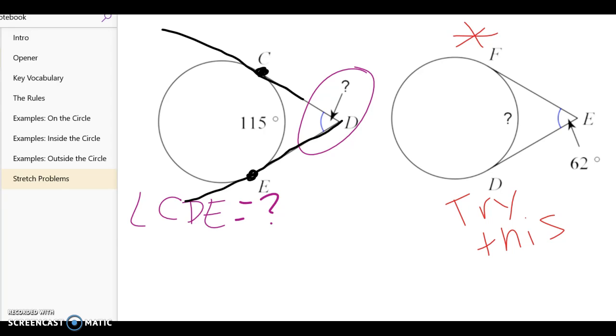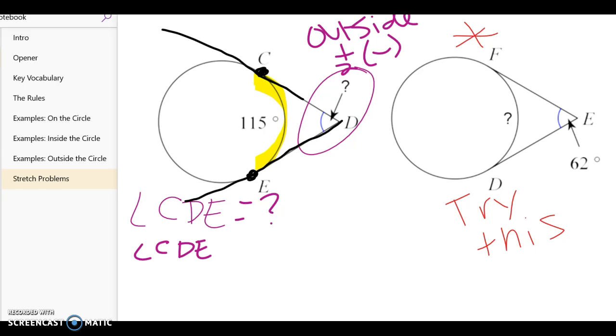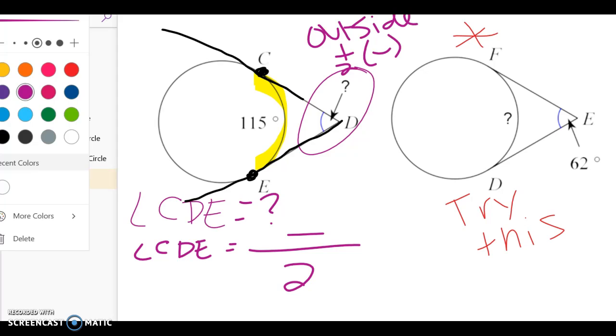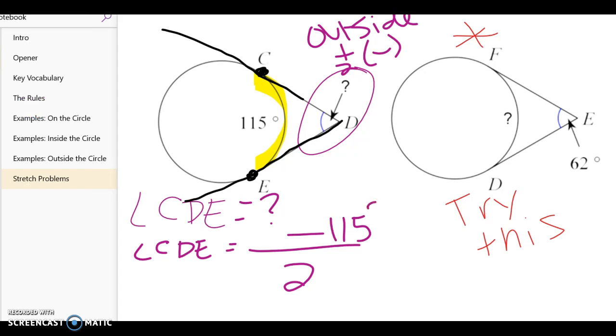So how can I find this? Well, if it only touches at 1 point, where are my two arcs? Well, my first arc is here, and it's 115. And I know, because this is on the outside, that I'm going to take half the difference of the arcs. So this angle, angle CDE, is going to equal half the difference of something. Well, looking at this, it's only touching at 1 point. I have the minor arc CE, and that is 115 degrees.